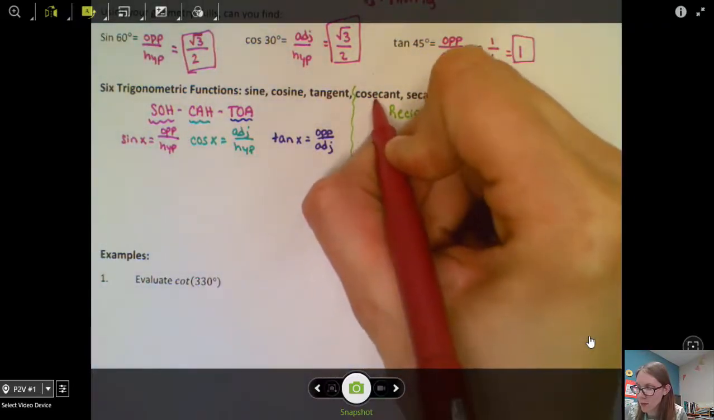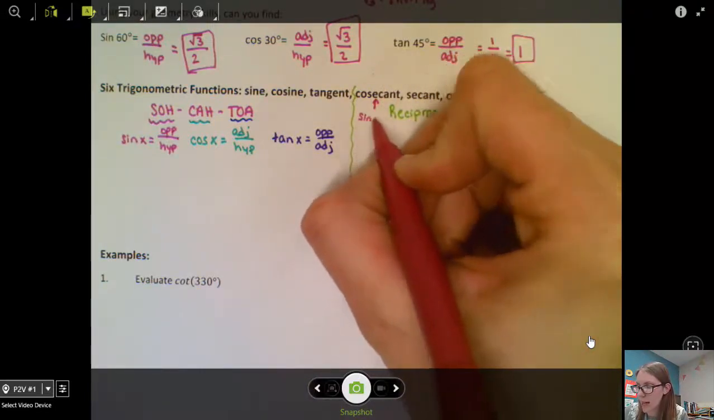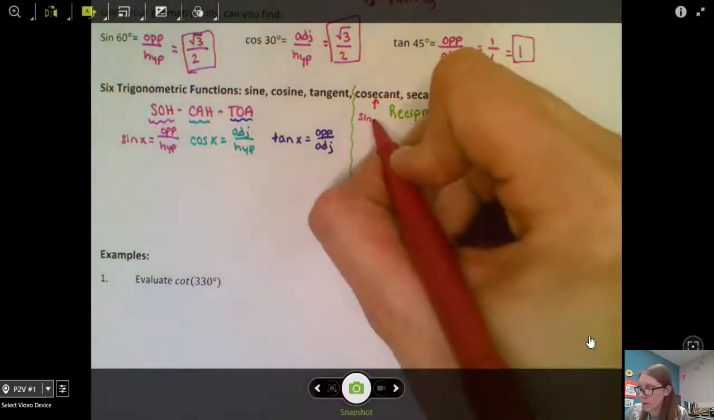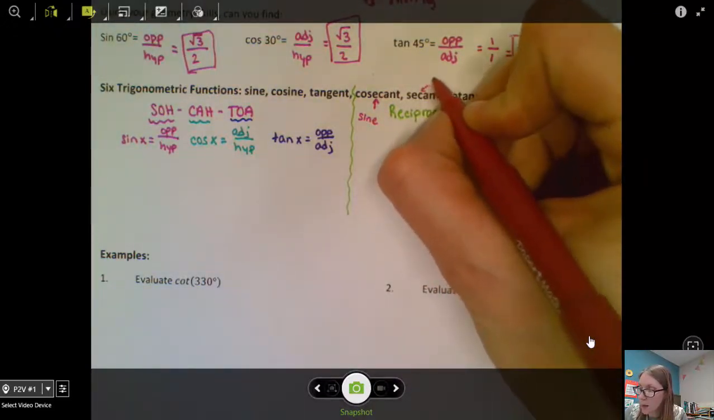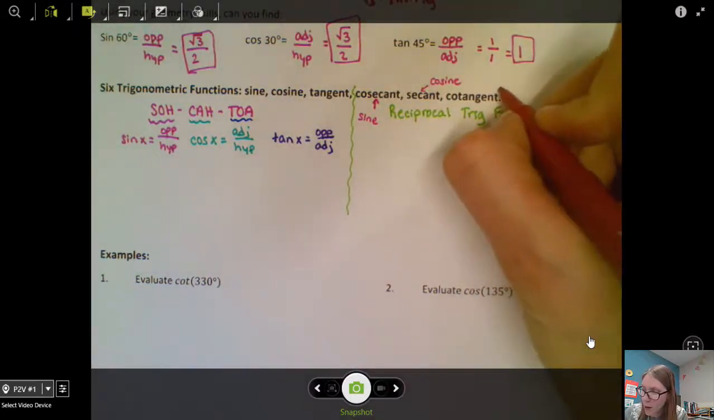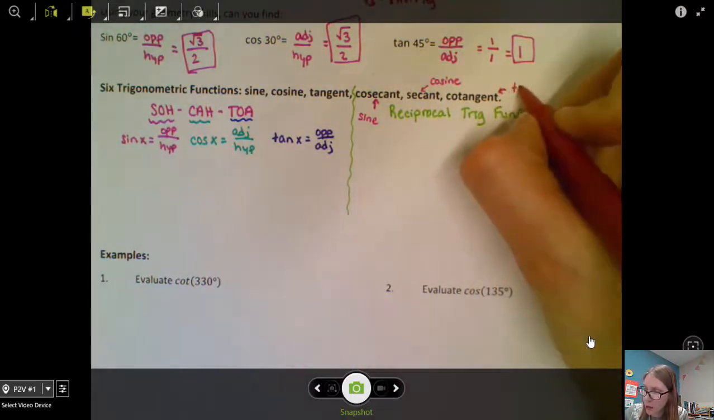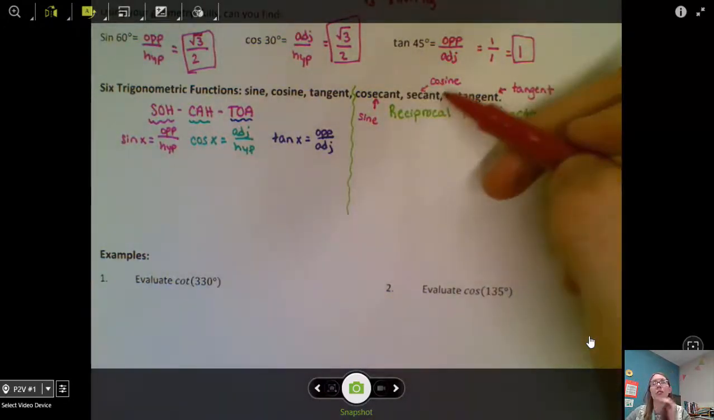Cosecant is the reciprocal of the sine function. Secant is the reciprocal of cosine. And cotangent is the reciprocal of tangent. Okay, these ones go together.